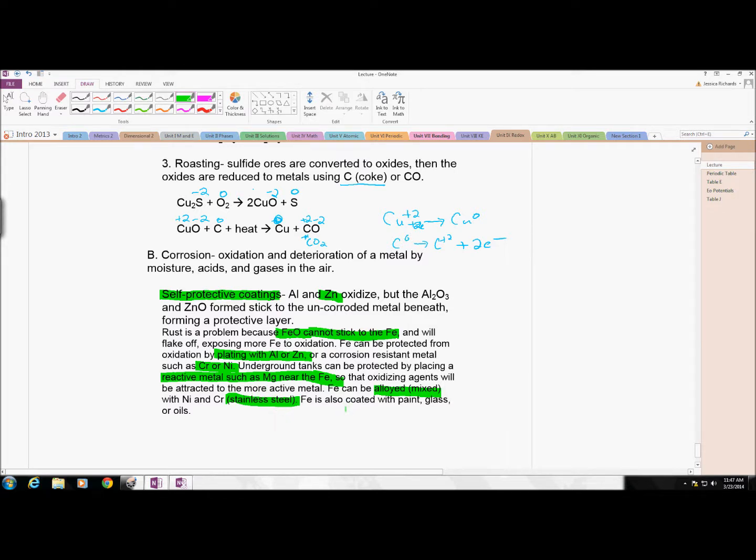And then the cheapest way is for us to coat things. So we paint them, we coat them in plastic, we coat them with glass. You undercoat your car with oil. We run oil through the parts of our car itself and the engines. All of those things that we do to try and stop the water and air from touching the metal itself to slow down the oxidation. Those are the things that you need to remember, and that wraps up redox.